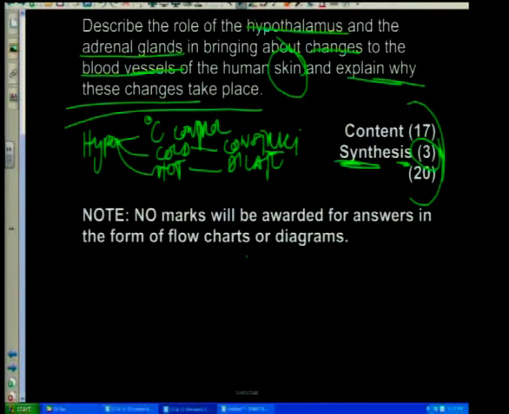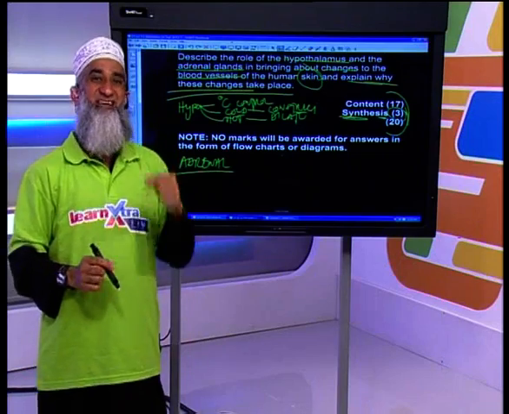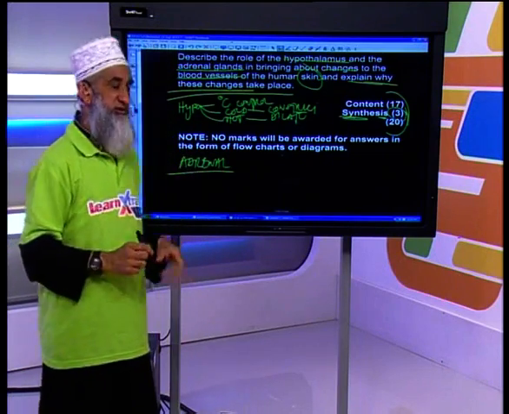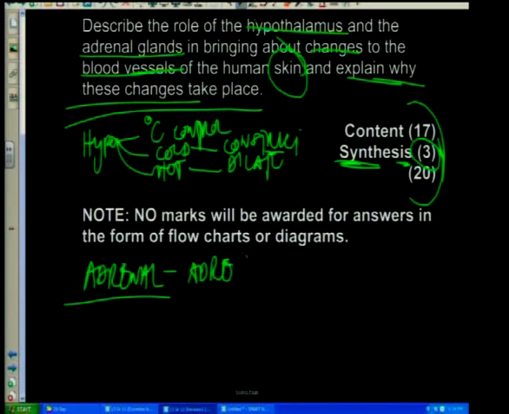Then we go to the adrenal glands. Remember, the adrenal glands secrete adrenaline, which is the fight or flight hormone. In other words, it prepares the body for emergencies. So in an emergency situation, adrenal glands will secrete adrenaline. By the way, this is a nervous system control. This one here is an endocrine control. Adrenaline prepares the body for emergency.